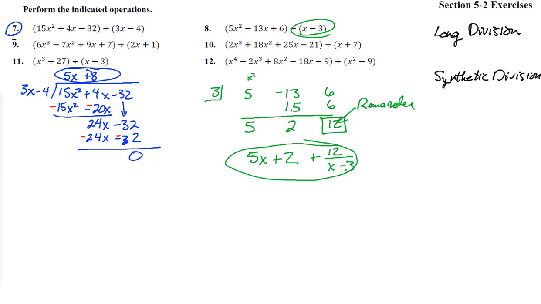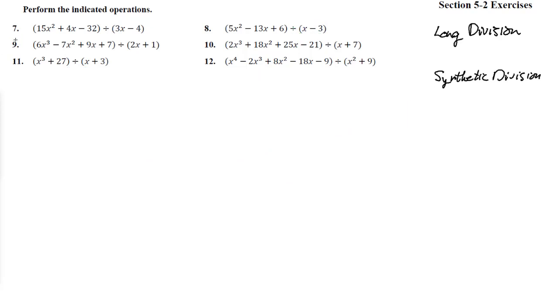All right, let's move on to number 9. Oh, we can't do synthetic division on this one, so we'll write it out the long way. 2x plus 1 into 6x cubed minus 7x squared plus 9x plus 7. All righty. Work our way from left to right.